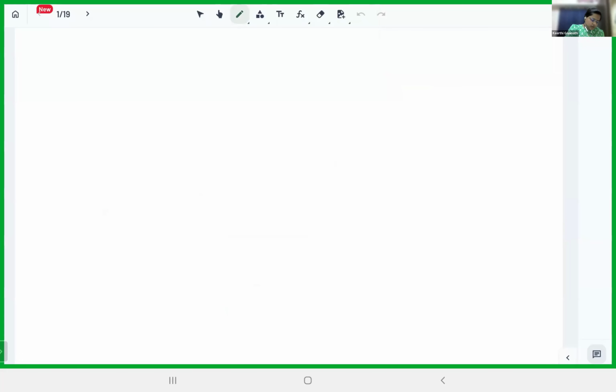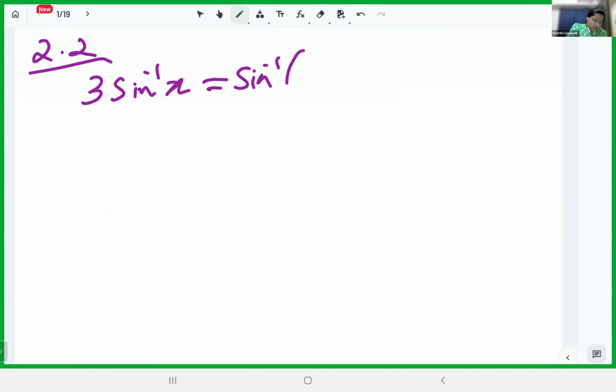Now we are moving on to the exercise questions. Exercise 2.2, the first question. We have to prove 3 sine inverse x is equal to sine inverse of 3x minus 4x cube. Here also we have to apply the identity that we studied in trigonometry as well as the property. Here you can see that it is sine inverse of some function in terms of x.